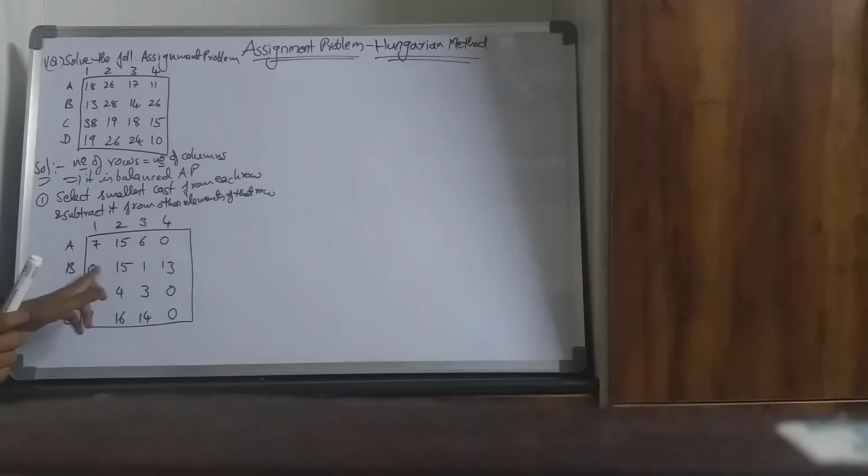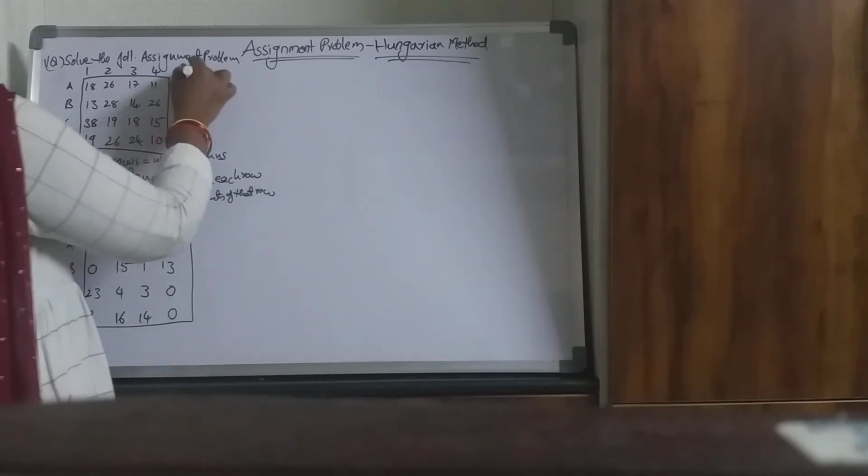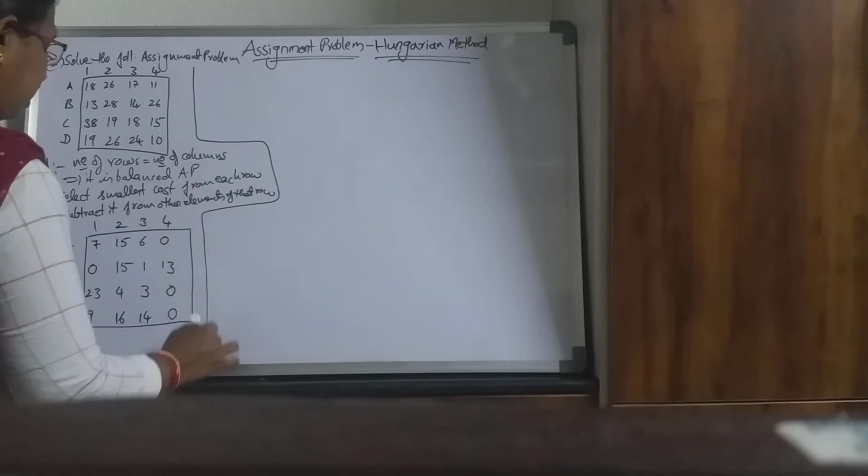Now each row is having at least 1 zero. Come column wise. Column wise also you check whether each column is also having at least 1 zero. First column you have 1 zero. Second and third column you don't have zeros. But fourth column you have zeros. So each column wise also you have to check it. If any column doesn't have any zero, again select minimum in that column. Select minimum from the columns which don't have any zeros.